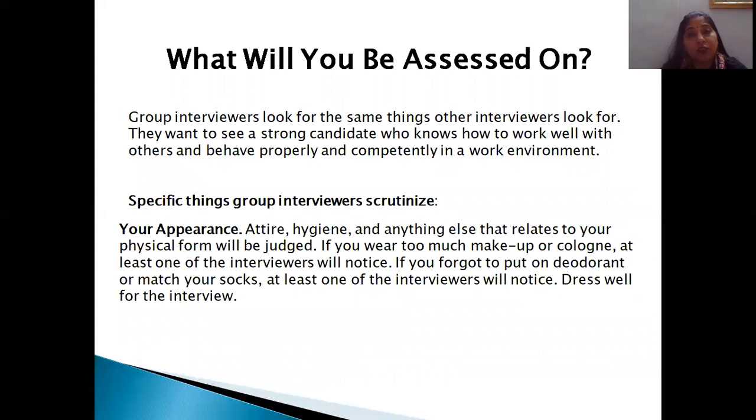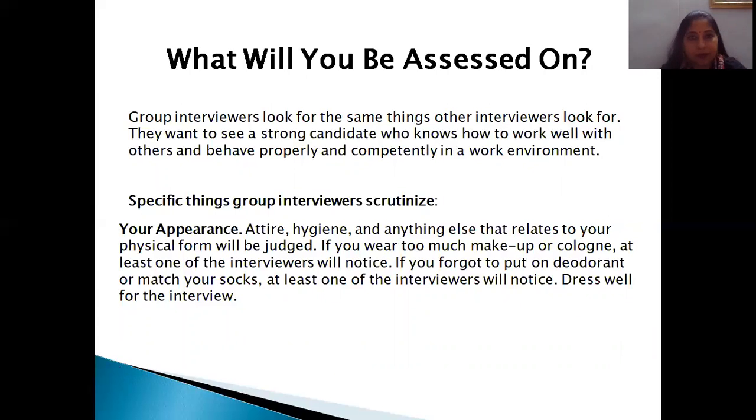What will you be assessed on? Now, this is very important: you should know the parameters on which you will be judged, right? Basically, the parameters of any interview remain the same. We have to see how competent the candidate is and how well he fits in the organization. But there are a few points that we can focus on while talking about group interviews. So, specific things group interviewers may scrutinize.